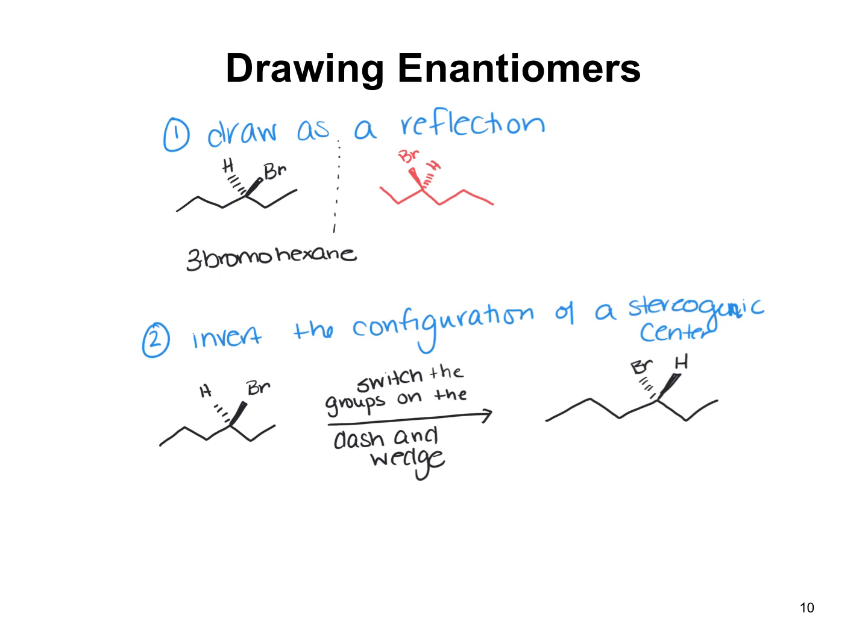And so now these are enantiomers of each other. This is the 3-bromohexane, and this is the enantiomer. The positions of the carbon along the chain here, or whatever is going to be here, always stay the same. The only thing you change are what's on the dash and the wedge.